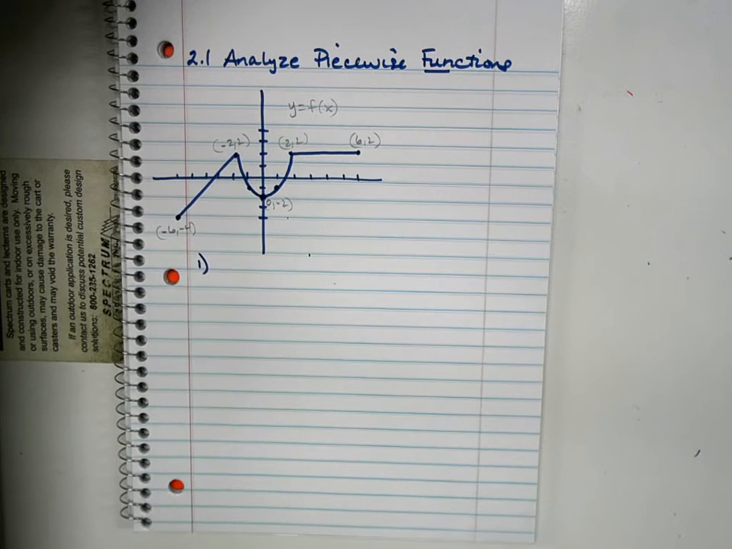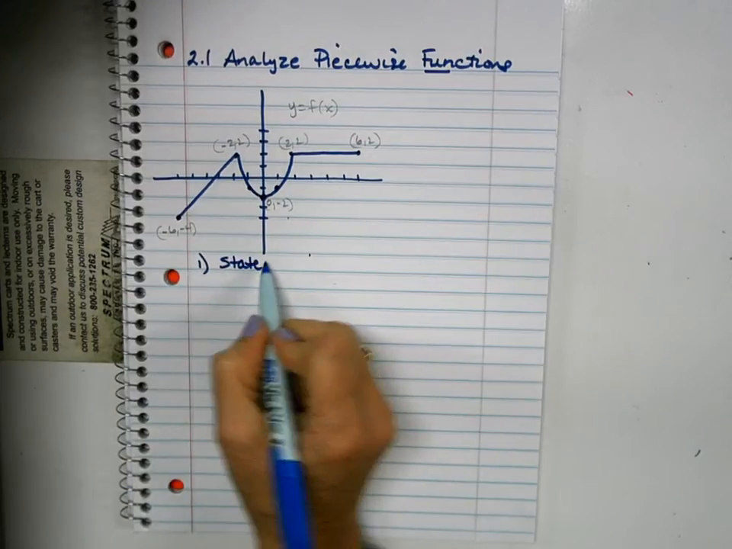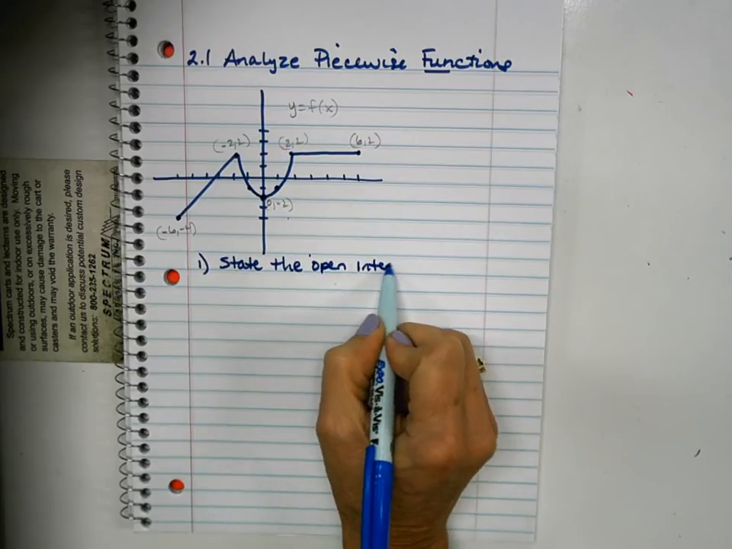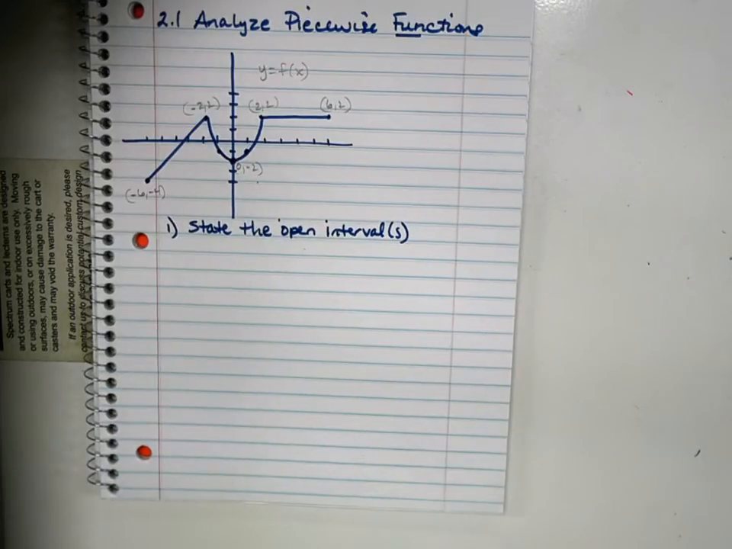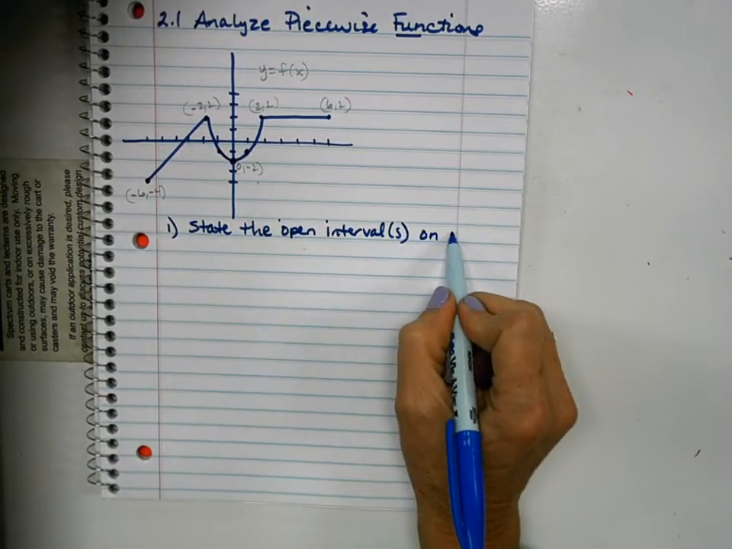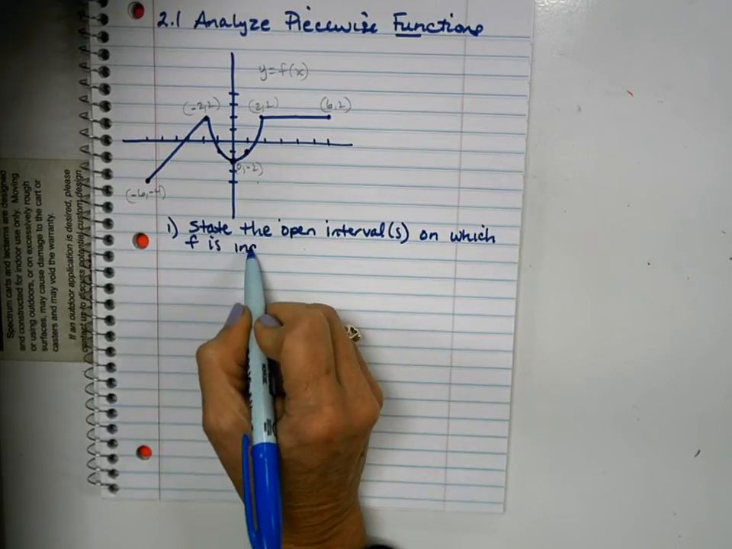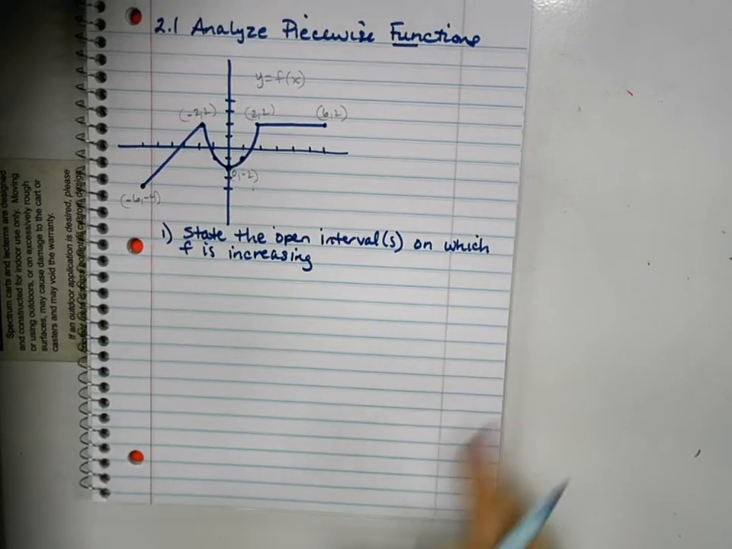1. I want you to state the open interval or intervals, so you'll write that. State the open interval(s) on which f is increasing. Pretty sure you guys have done this before in Math 1, but what you've never done is put it in interval notation, so this will be new. Okay, but we know interval notation.